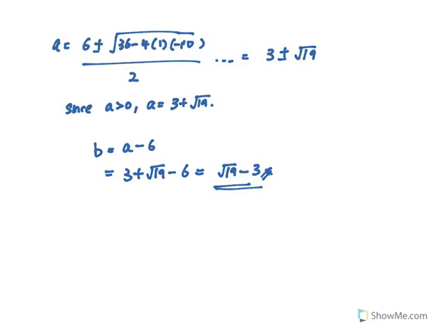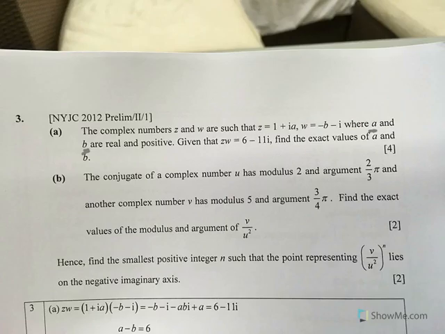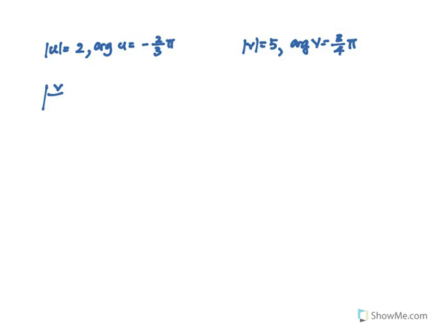Part B. We are looking at the conjugate of a number. U has modulus 2 and argument 2 over 3 pi. V has modulus 5 and argument 3 over 4 pi. We want to find the exact values of the modulus and argument of V over U squared. Summarizing: the argument of U is negative 2 over 3 pi, the modulus of V is 5, and the argument of V is 3 over 4 pi.